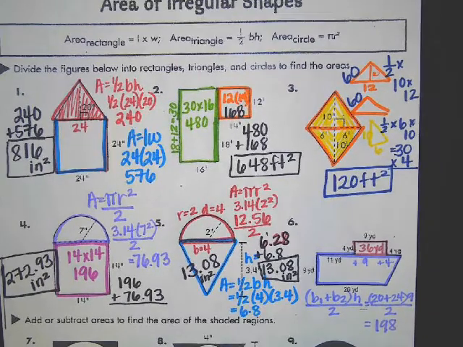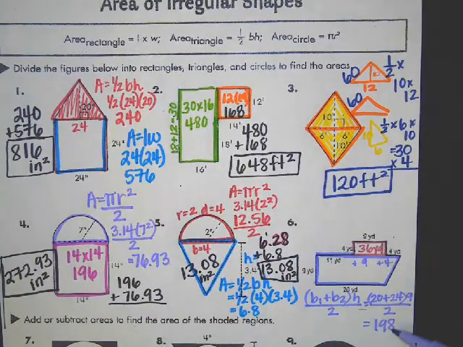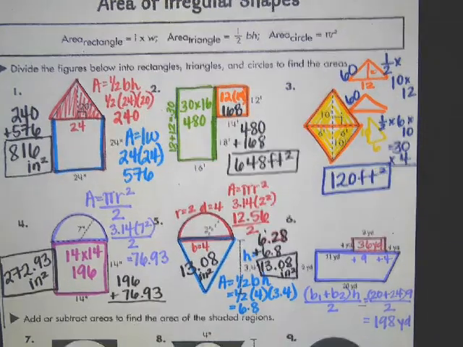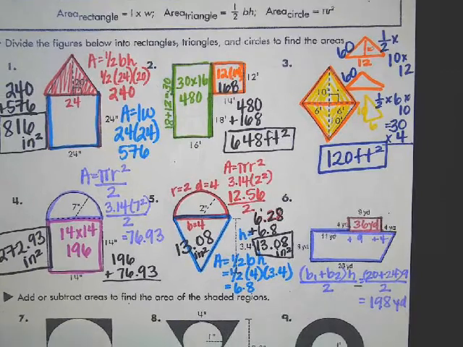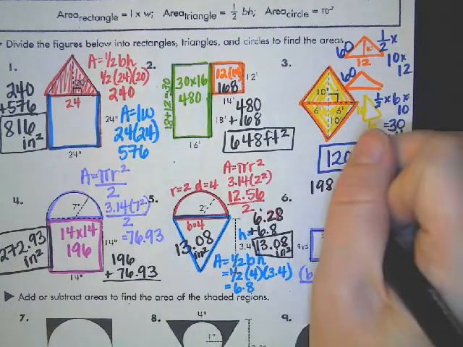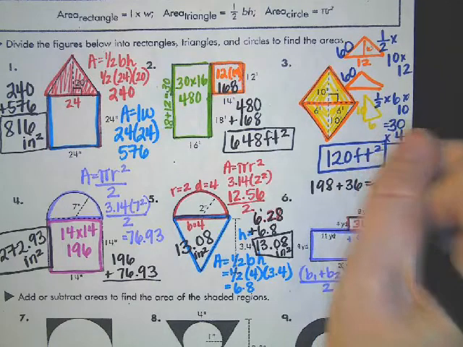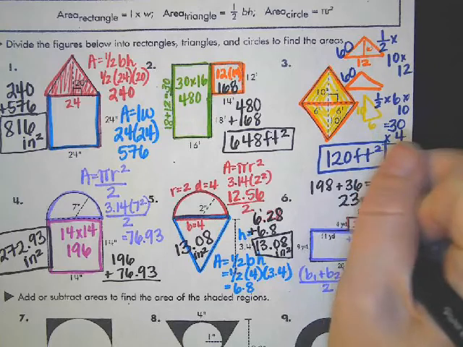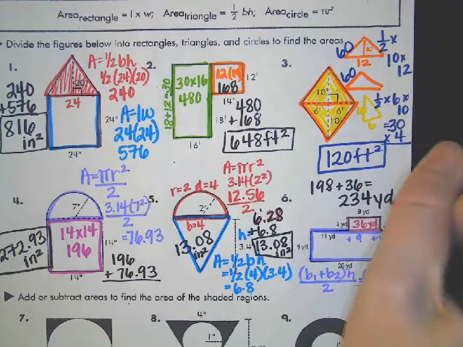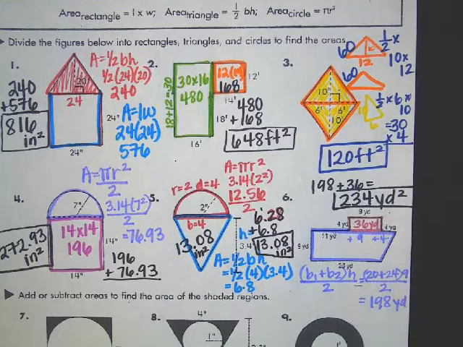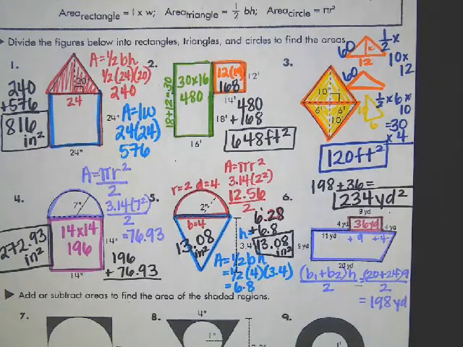Now remember, we want to add our 198, or 198 yards, with the 36. In order to do this, just add 198 plus 36. That's going to give me a total of 234 yards squared. All right, now we're going to move on to the last three shapes.